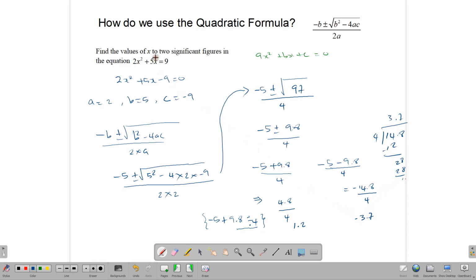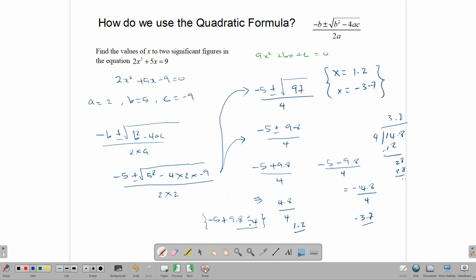The question had said, write the answers to two significant figures. These answers are correct to two significant figures. So our solutions to this question are x is equal to 1.2 and x is equal to -3.7. That is pretty much how we use the formula. Once you have a calculator in hand, using the formula is pretty simple, because once you have it, you substitute your numbers into the formula, and after that, everything else is just number work, which your calculator should be able to manage.